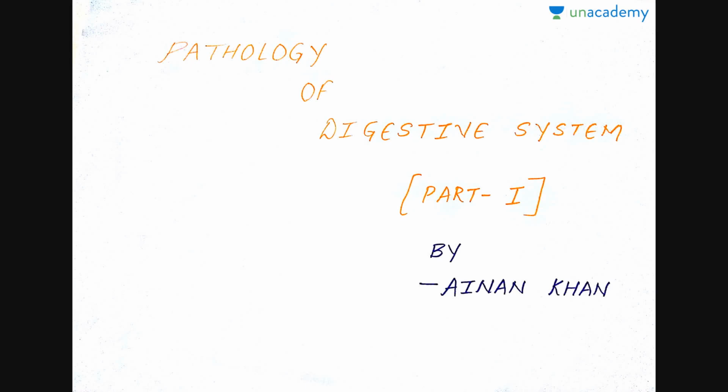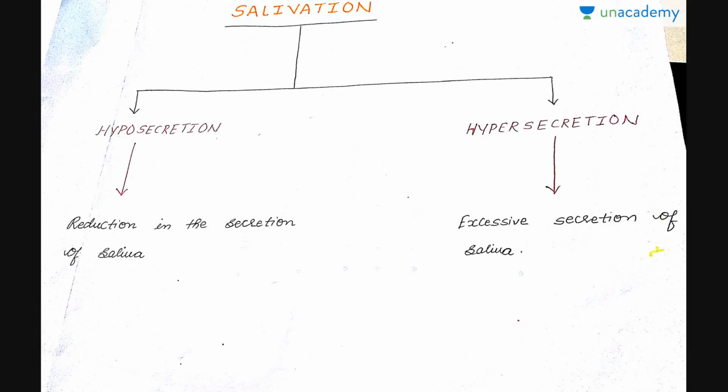As we have already discussed in our previous chapters, there are various secretions of the digestive system such as saliva, bile, enzymes, etc. So one by one we will deal with the pathology of those. Starting with, we'll see the pathology of saliva.